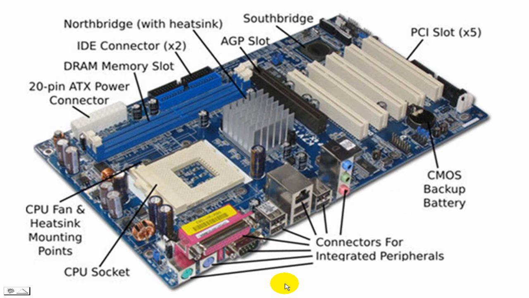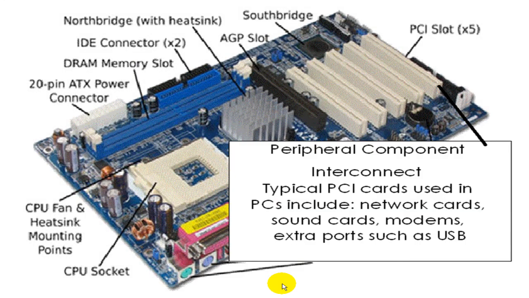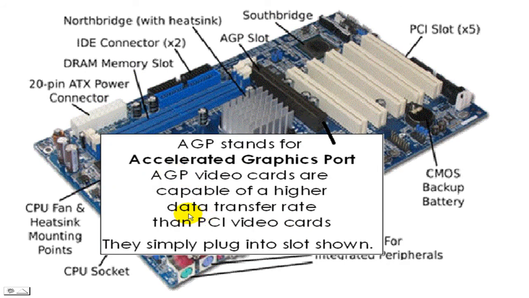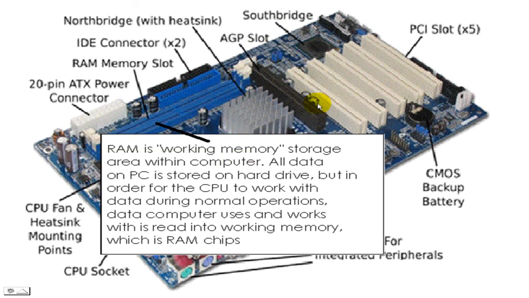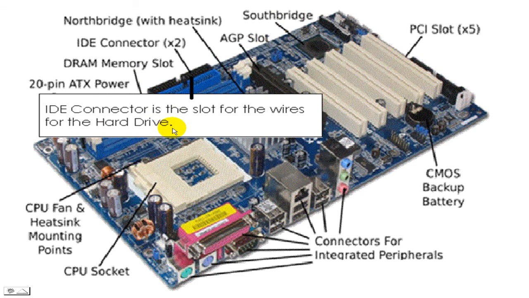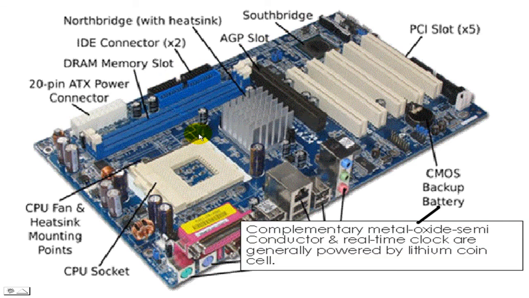So there it is again, the motherboard. As we look at it, we become more familiar with the various points, but let's have a look at some points here. Look at this: sound cards, video cards, RAM, IDE, hard drive. There it is, that's the part for the hard drive. Complementary metal oxide battery, but CMOS battery there.